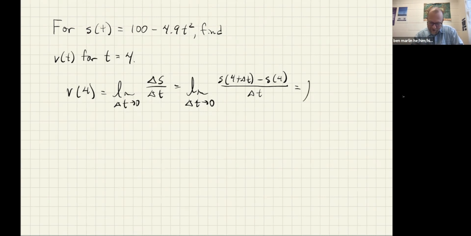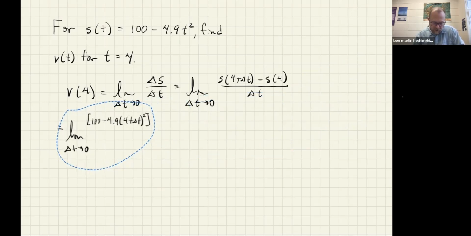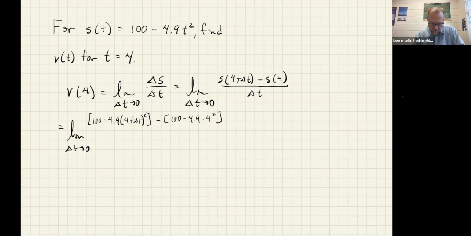So, all right, limit as delta t goes to 0. We have to think about that s of t, and we'll have to say it is 100 minus 4.9 times the quantity 4 plus delta t, squared, minus the quantity 100 minus 4.9 times just plain old 4 squared. And then we'll divide all that by our delta t.